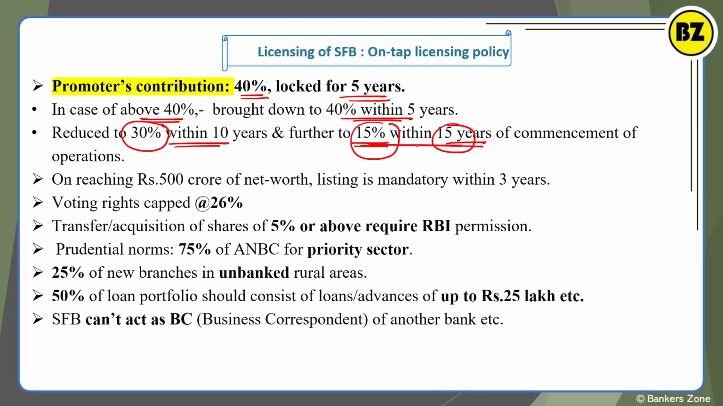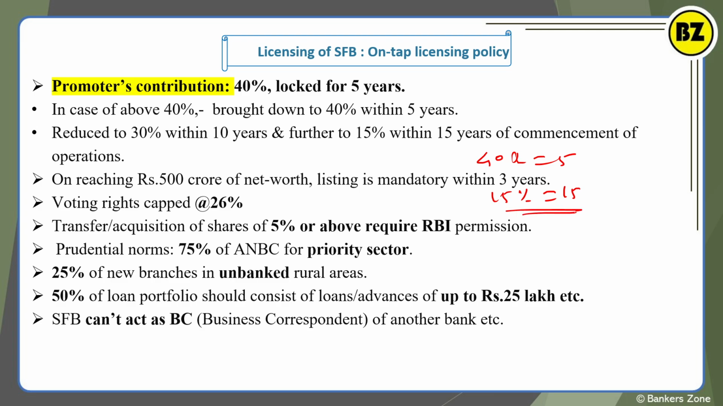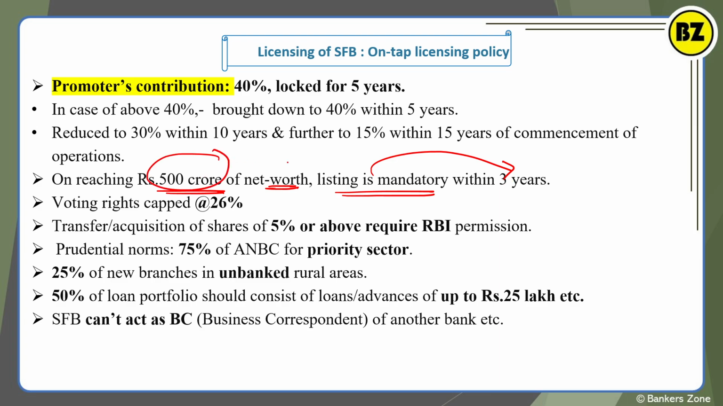Okay, so it is very simple, right? So 40% is locked for 5 years. Within 15 years you have to bring it to 15%. Again, if you have more than 40%, then within 5 years you should bring it to 40%, right? And in the next 10 years you should bring it to 30%. Very simple. Now, on reaching 500 crore of net worth, listing is mandatory within 3 years. So once you have 500 crore as net worth for the small finance bank, you should be listed. That is mandatory, and that should be within 3 years of reaching the 500 crore net worth.